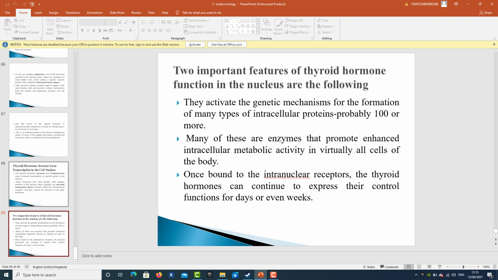They activate the genetic mechanisms for the formation of many types of intracellular proteins, like 100 or more. Many of these are enzymes that promote enhanced intracellular metabolic activity in virtually all cells of the body. And once bound to intranuclear receptors, thyroid hormones can continue to express this control function for days or even weeks.